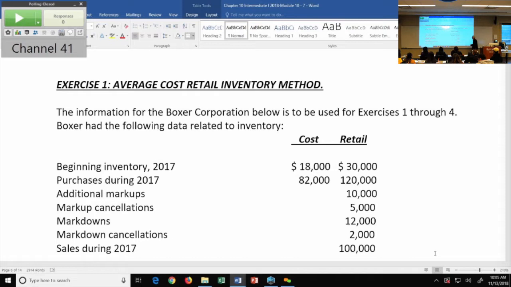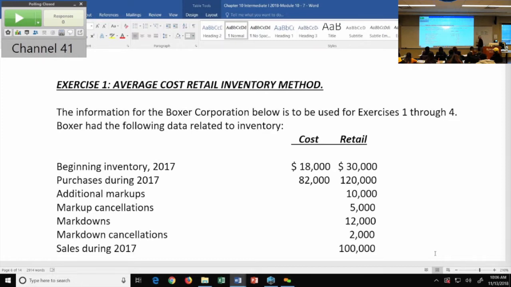And I'm going to write this on the board so we can refer back to it. So we're going to have dual records at both cost and retail. And we have the beginning inventory. And at cost, it's 18. And at retail, it was 30. And then we've got purchases. And those purchases are 82 at cost. But at selling prices, they're 120.